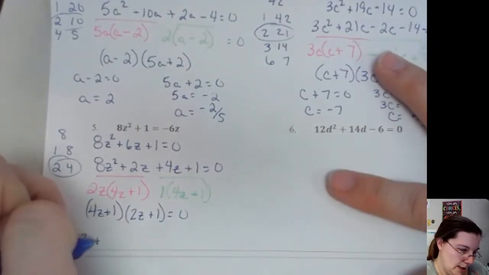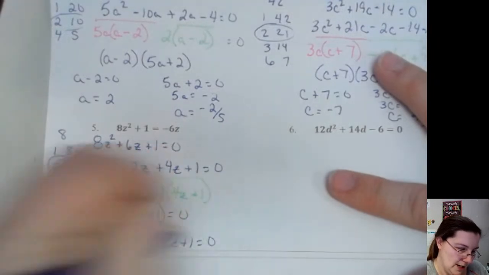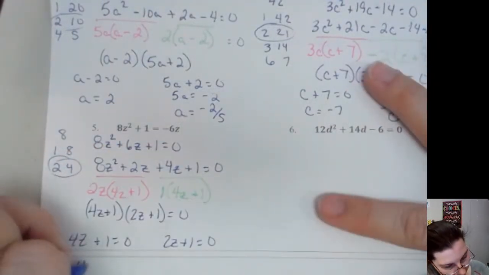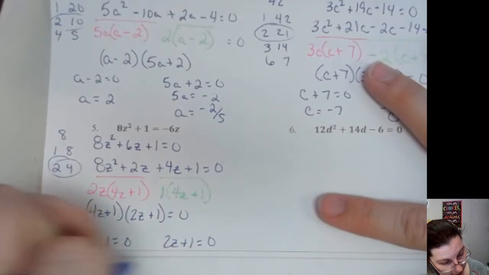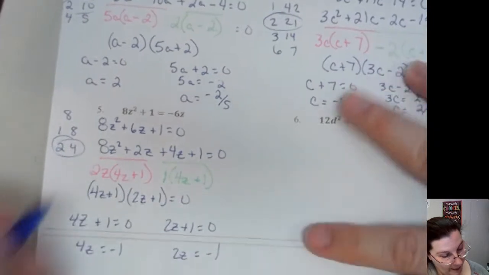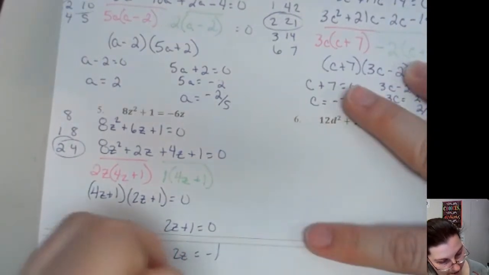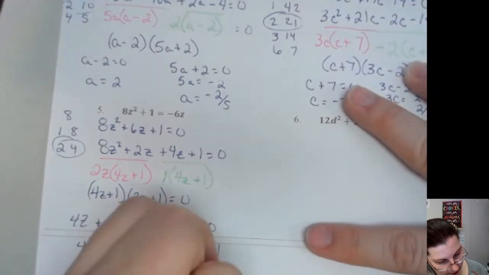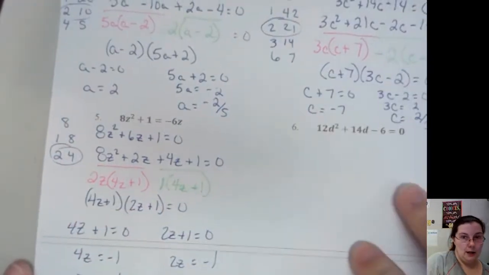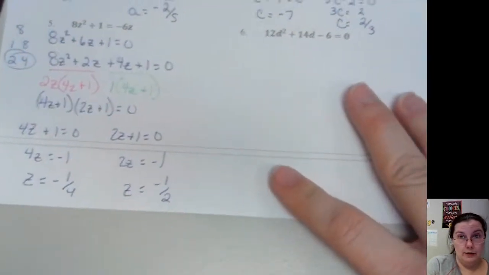4z plus 1 equals 0, and 2z plus 1 equals 0. So this is going to be 4z equals negative 1, and 2z equals negative 1. And so this one we have z equals negative 1 over 4, and this one z equals negative 1 over 2. All right, moving on to, and I guess you couldn't see that, but there's your answer on that.